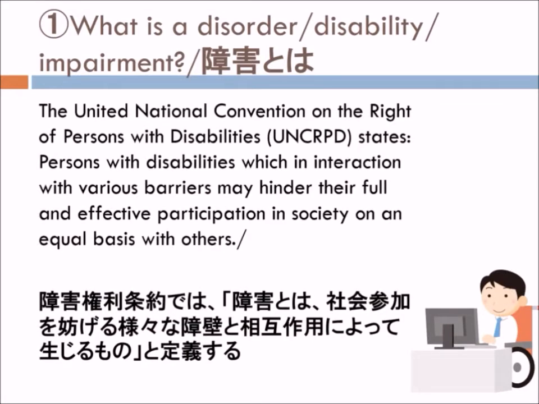The United Nations Convention on the Rights of Persons with Disabilities (UNCRPD) states, persons with disabilities which in interaction with various barriers may hinder their full and effective participation in society on an equal basis with others.